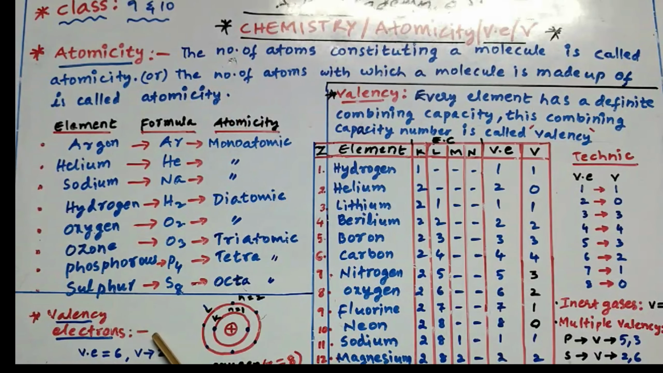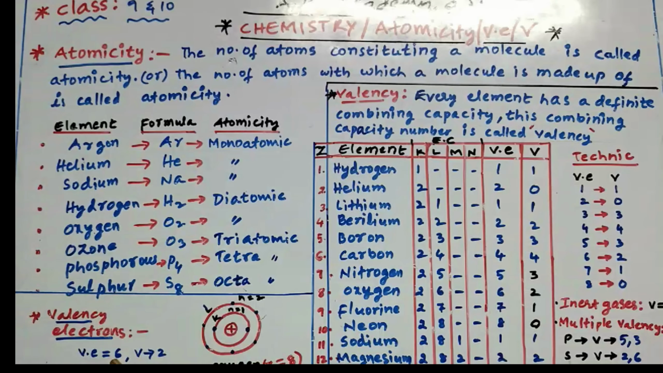Now come to the point of valence electrons. To understand valence electrons, I took one example, oxygen. Oxygen's Z value, the atomic number, is 8, meaning it contains 8 electrons outside the nucleus and 8 protons inside the nucleus. The 8 electrons are distributed in the shells: first shell K shell, n equals 1, has 2 electrons. The last shell, L shell, has 6 electrons.